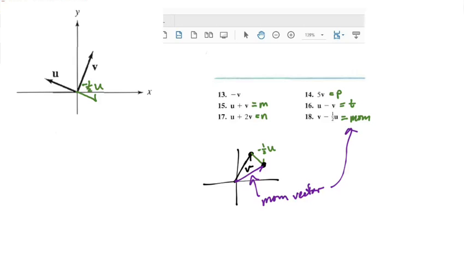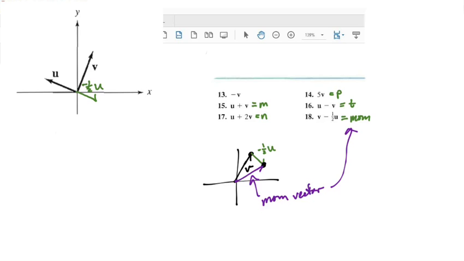Well, the answer is the purple line. The black line is the v vector, and the green line is half the opposite of the u vector. That's that one. And so that's where I end up. So this purple vector right here, the mom vector, is what these two combined are. So the answer is the purple vector. The work is the black and the green vector.